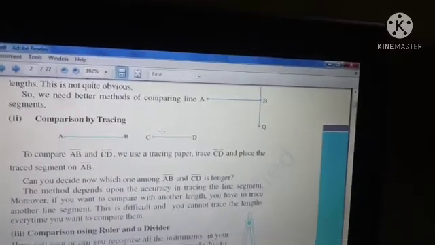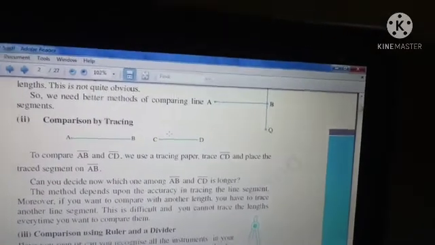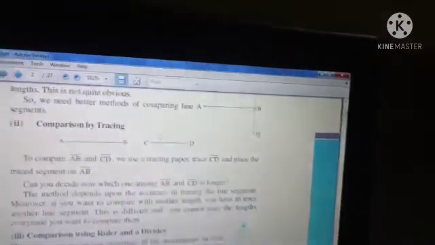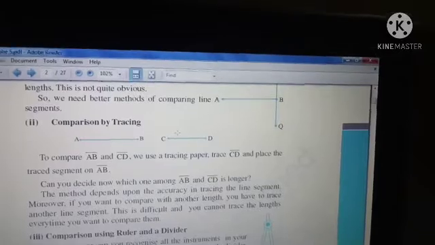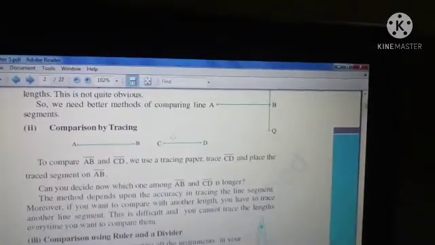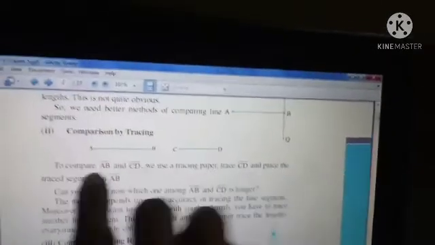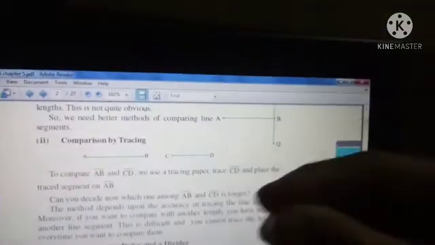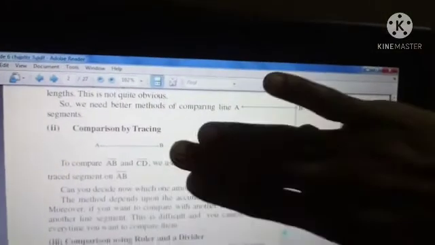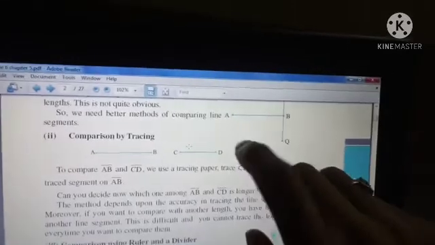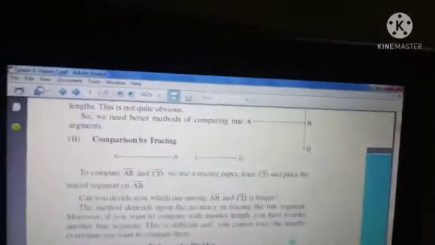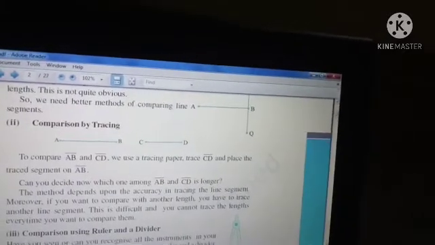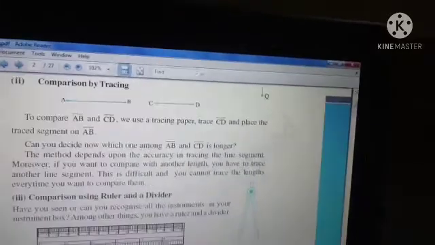Did you understand? You have a trace paper, right? Take it, keep it above AB and trace this AB, like how you trace diagrams and cartoon pictures. The same way, you trace using a pencil above this AB. Take the trace paper and keep it above this CD. Keep it like this. If the AB line segment is more than CD, we say that AB is greater than CD. This is how you will compare by tracing.